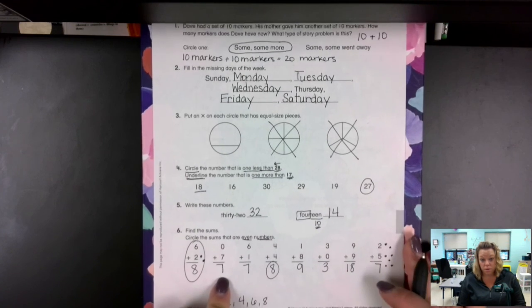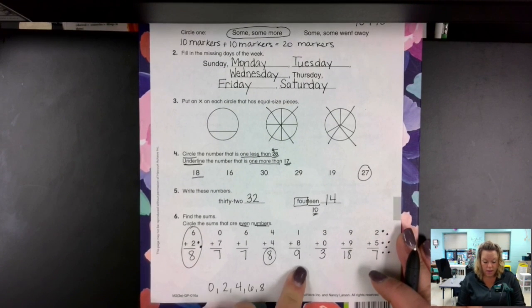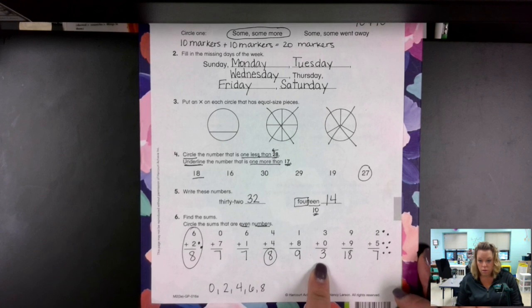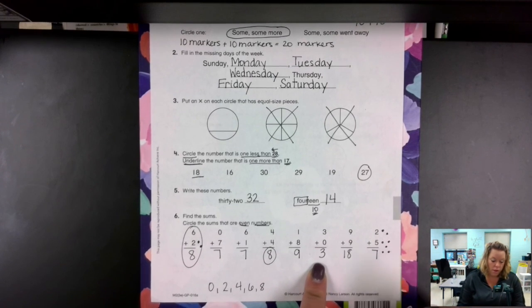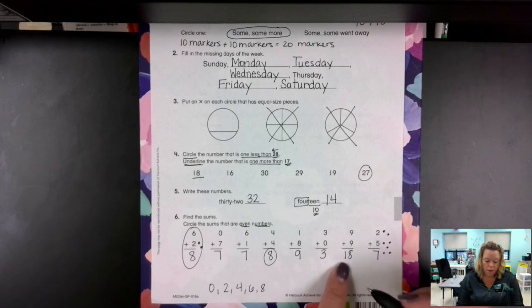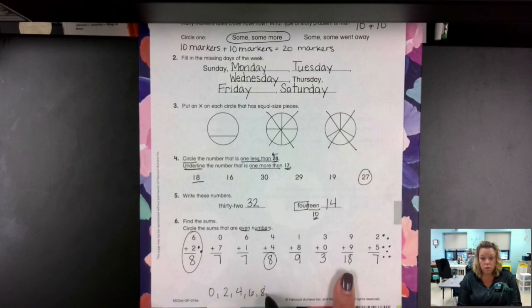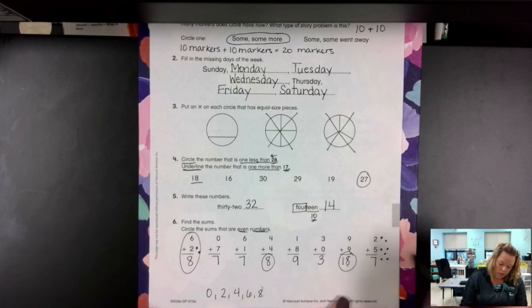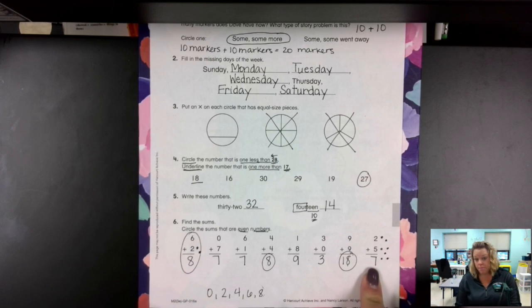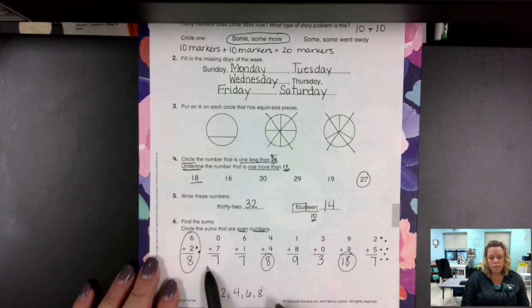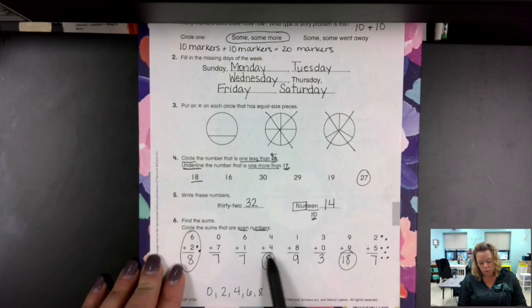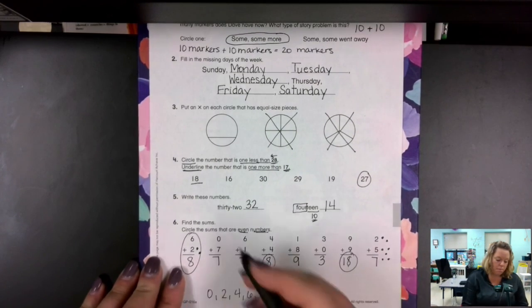Is 7 an even number? No. That's why I went to 8. Is 9 an even number? 3. If I have 3, I can't give it out evenly, can I? How about 18? Oops, it ends in an 8, right? Is 8 even? Yep, so I have to circle 18. And is 7? No. If you circled the whole thing like I did the first time, that's okay. But you only need to circle the sum.